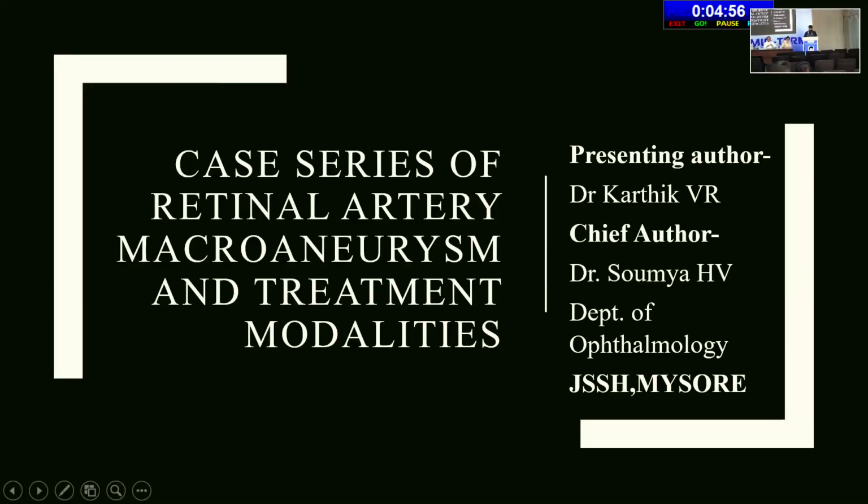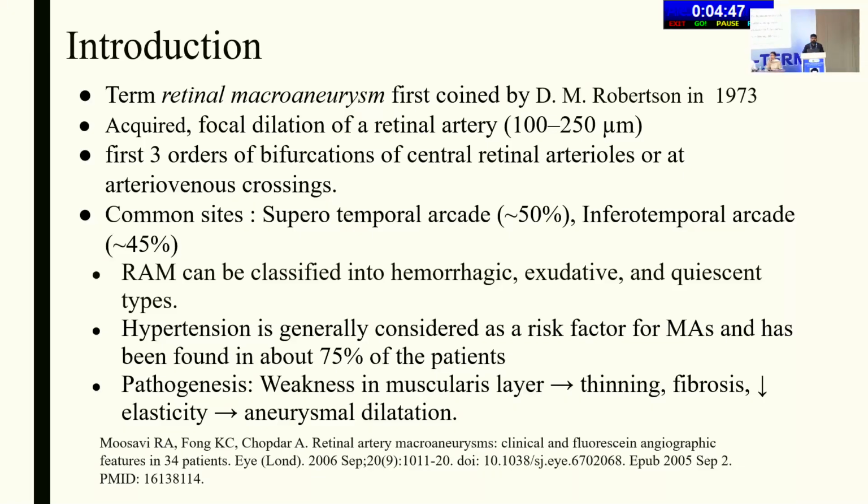Good morning. I would like to present this case series on retinal artery macroaneurysm and the various treatment modalities undergone. Coming to the introduction of retinal artery macroaneurysm, it was coined by Robertson in 1973.